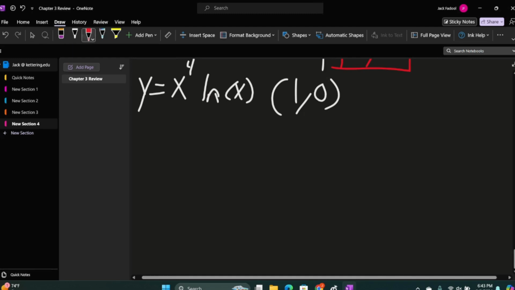So for this, it's a product rule. We will have to find the first derivative. So u prime is 4x cubed, and v prime is 1 over x. So that's the derivative of ln x.